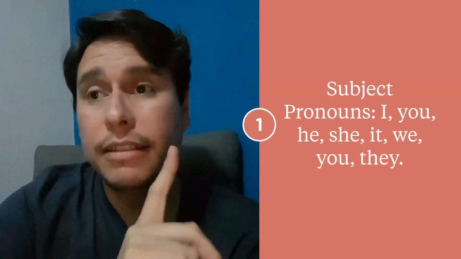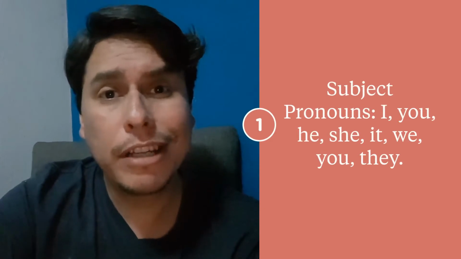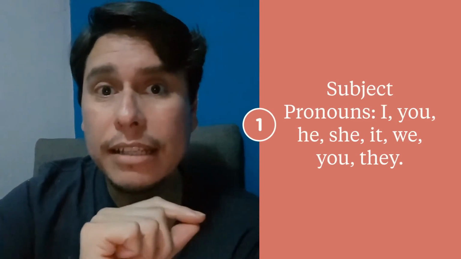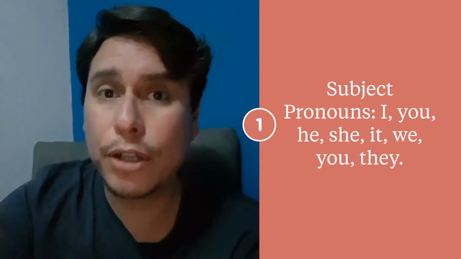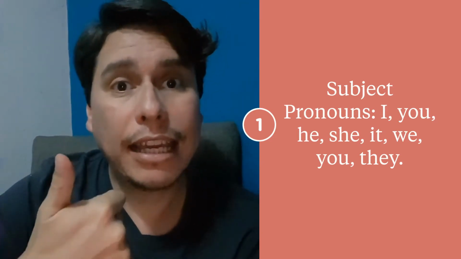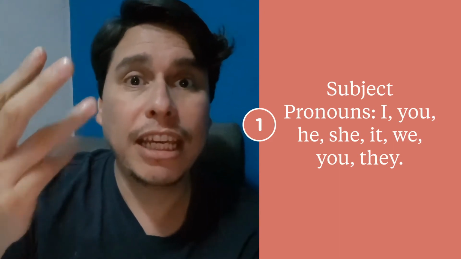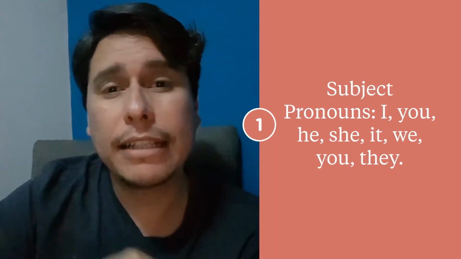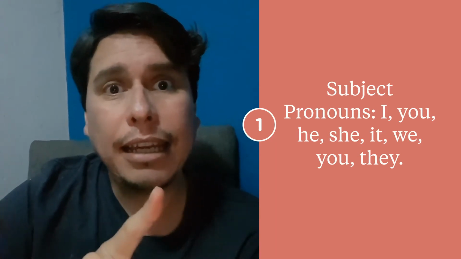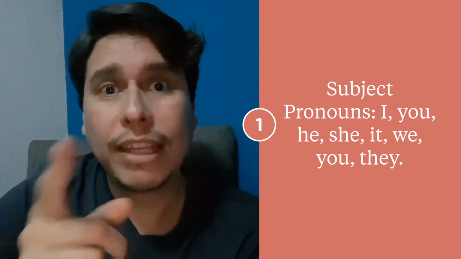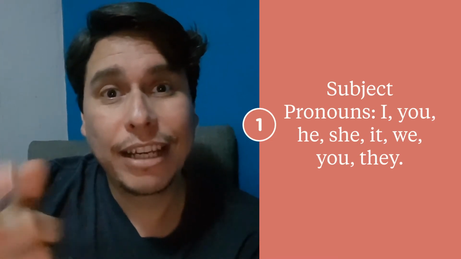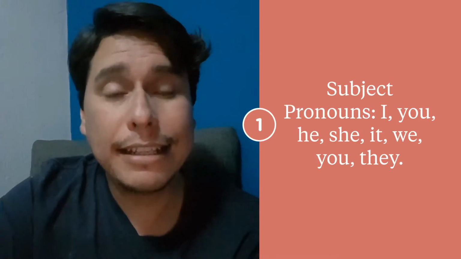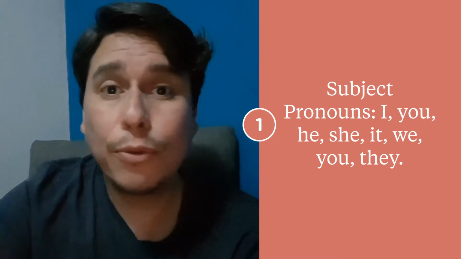First part, subject pronouns. Subject pronouns are the pronouns that we put in the subject position to denominate the person, the place, or the thing that we're talking about. For example, I, you, he, she, it, we, you, or they. And let's make an example. For example, I like to run. He likes to dance. Okay, it goes in the first part, in the part of the subject, and it tells us of what or whom we're talking about.